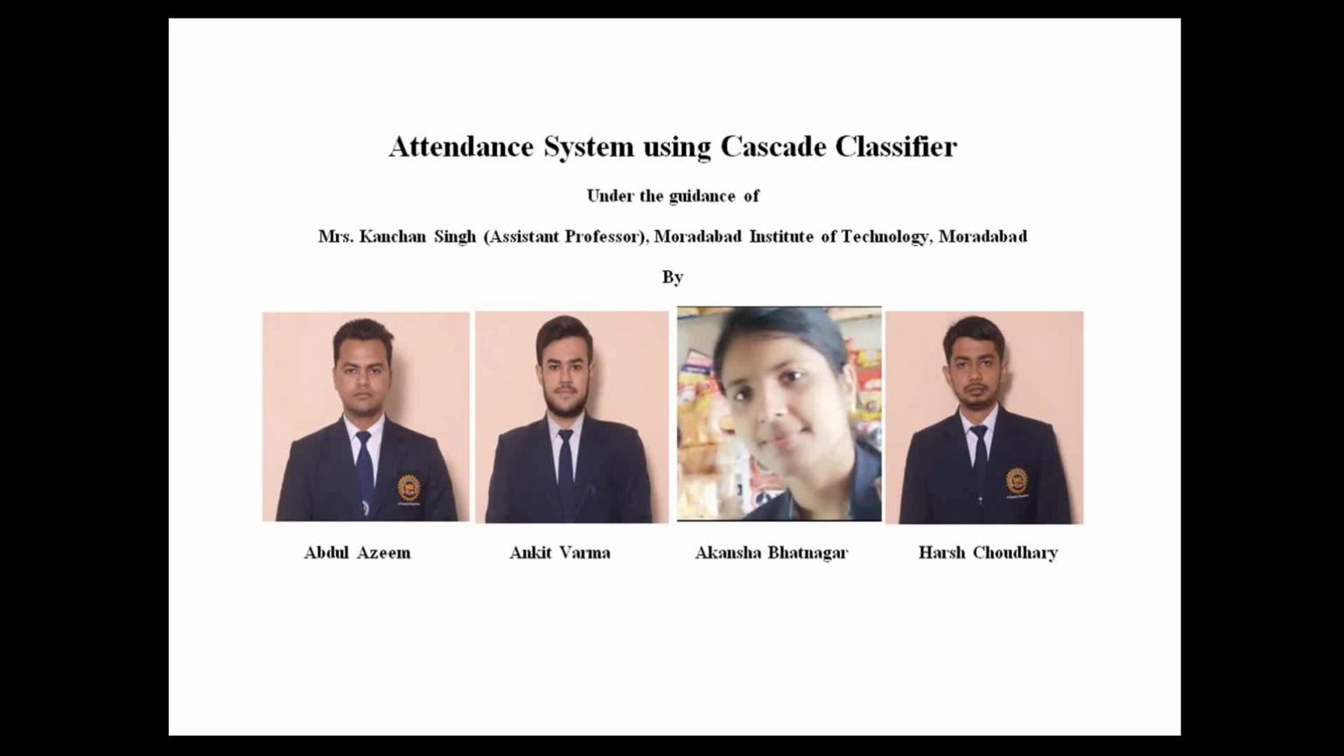Most organizations use two types of attendance system. The first one is the manual system, in which the attendance is marked on the register by using a pen, and the second one is the biometric system, in which one has to put his or her thumb impression and the attendance is marked.